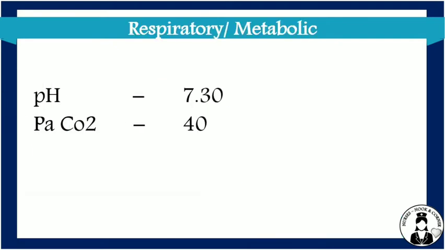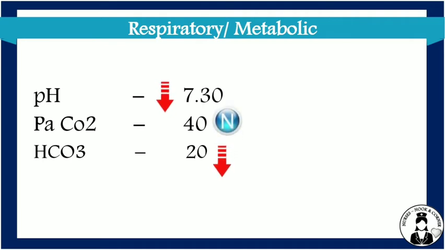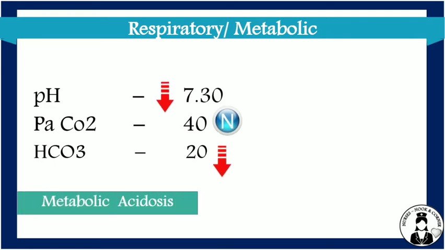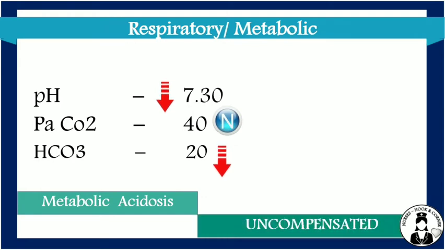Here pH is 7.30, PaCO2 is 40, HCO3 is 20. If you see, pH is decreased, hence it is acidosis, and HCO3 is decreased, so the condition is metabolic, and PaCO2 is normal, hence it is not compensated. So it is metabolic acidosis, uncompensated.